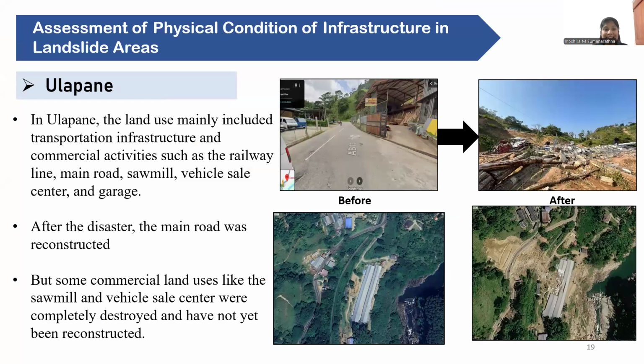This slide shows the assessment of the physical condition of infrastructure in the landslide area. This shows the Ulapane area before and after this cyclone. In Ulapane, the land use mainly included transportation infrastructure and commercial activities such as the railway line, main roads, and vehicle sales. After the disaster, the main road was reconstructed.